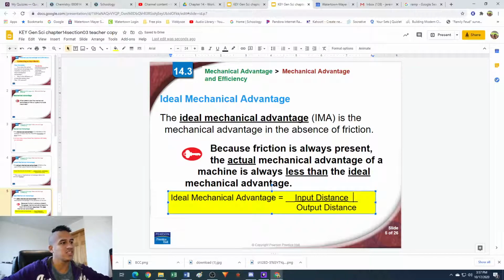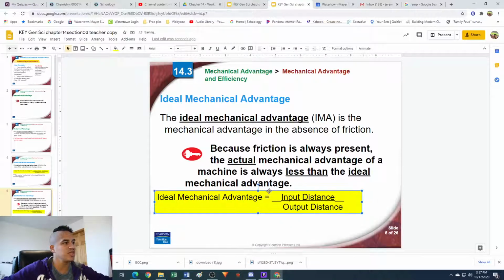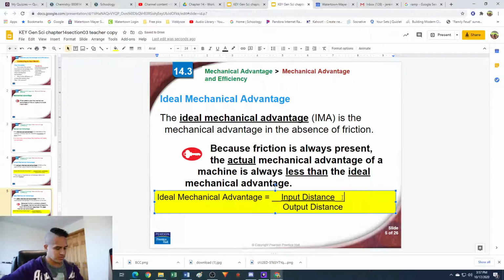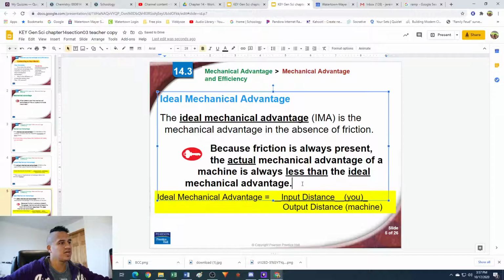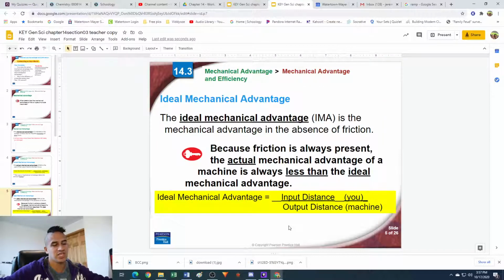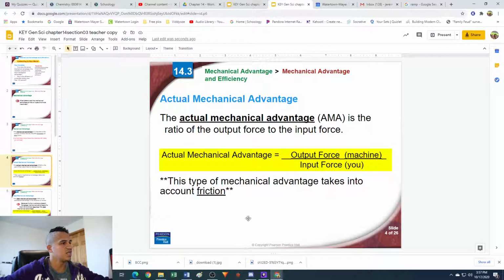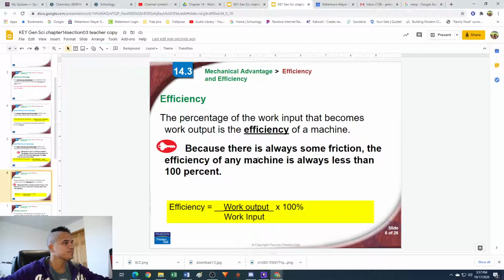Okay, so when we calculate ideal mechanical advantage, we are going to be using input and output distance rather than output force and input force. So again, input distance is the distance that you put in to do your force, and output distance is the distance that the machine puts out for you. Okay, so this is how we can calculate how much a machine should do for us if there were no friction. And then again, this is how we calculate how much a machine will do when there is friction.